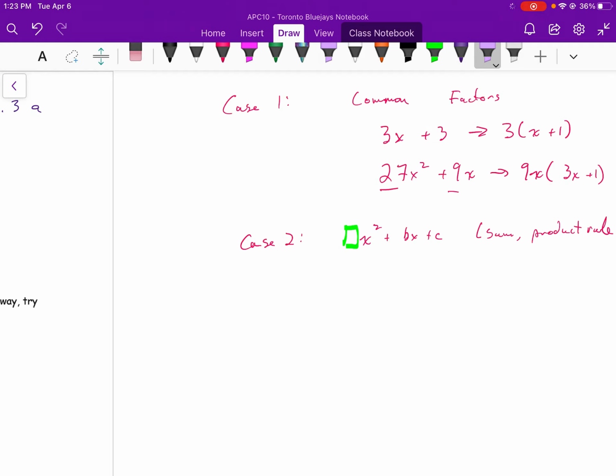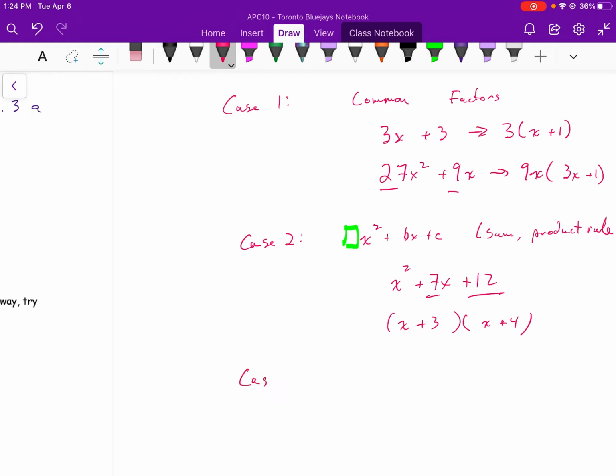Case 2, well, sum product rule, and so for instance, x squared plus 7x plus 12, you could easily factor this using the sum product rule. We're going to simply split this up and ask ourselves, what two numbers multiply to 12 but add to 7? And that's 3 and 4. All right, so that's case 2.